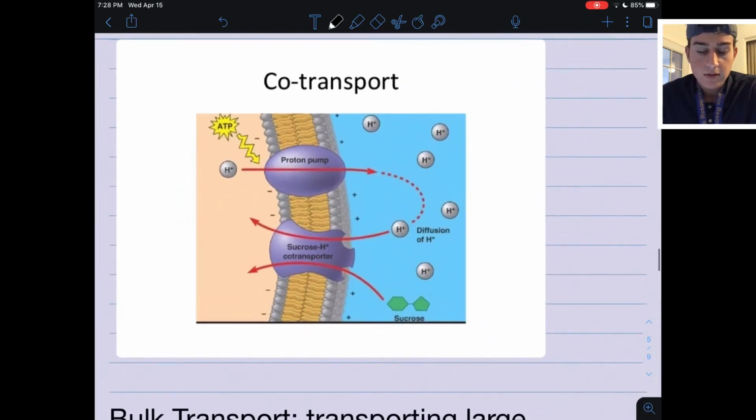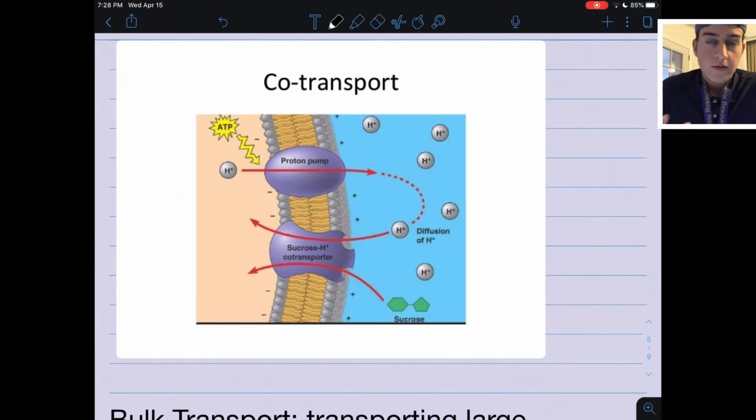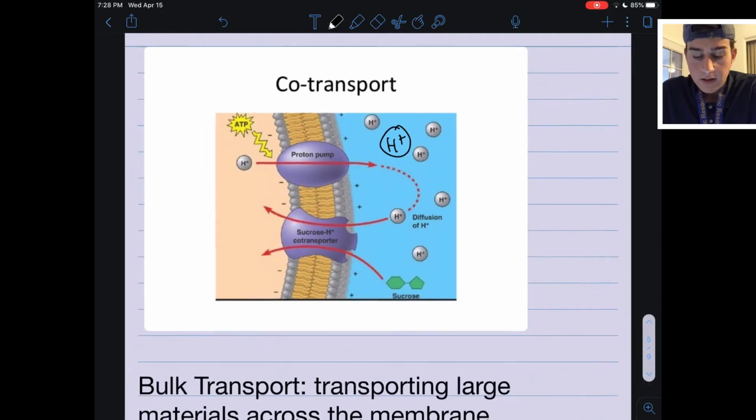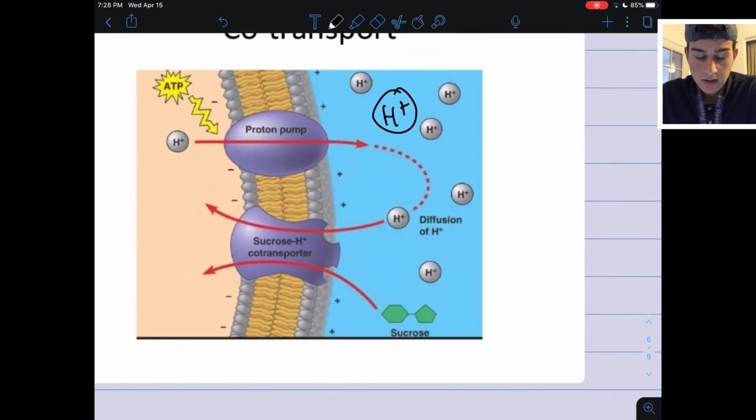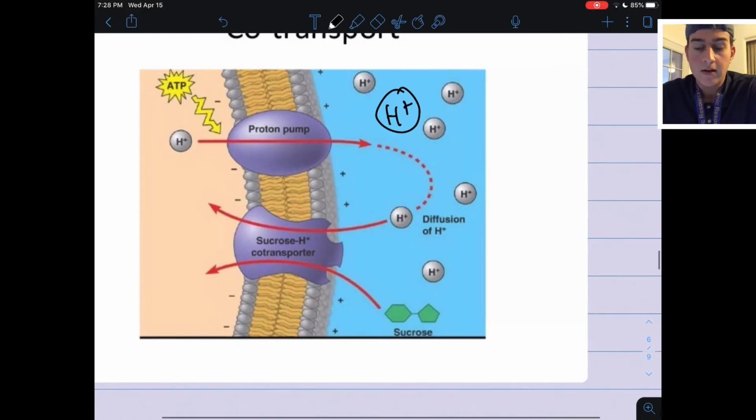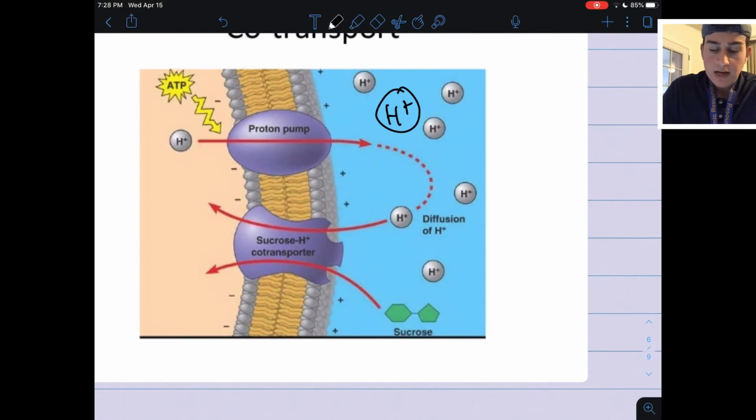So an example here is we learned in class. For example, if we inserted ATP and we moved the hydrogen ion to the right side, now we have a gradient. And therefore we're able to pair this H plus with sucrose to this co-transporter, and now they're both together going to move to the left side. So at the top, this is active transport.